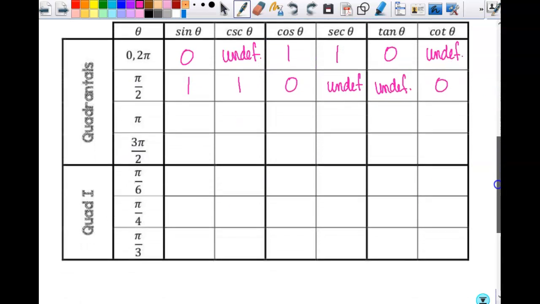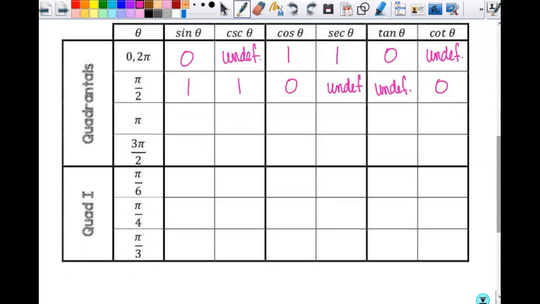All right, so let's go back down here, and let's look at pi. All right, what's the sine of pi? 0. That means the cosecant is undefined. See that? Cosine is what? -1. So secant is -1. What is the tangent? 0. So cotangent is undefined.